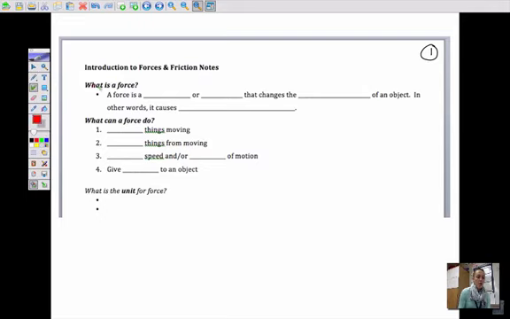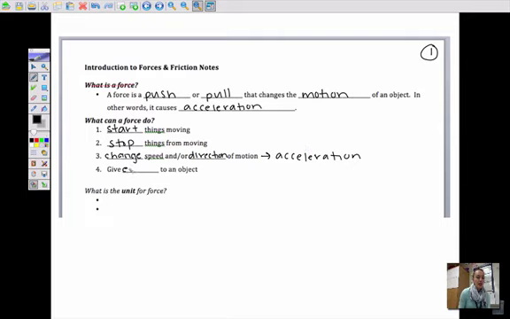So, what is a force? A force is a push or pull that changes the motion of an object. So in other words, it causes acceleration. So forces can do 4 things. They can start things moving, they can stop things moving, they can change the speed and/or direction of motion. So this is acceleration. Or it can give energy to an object.